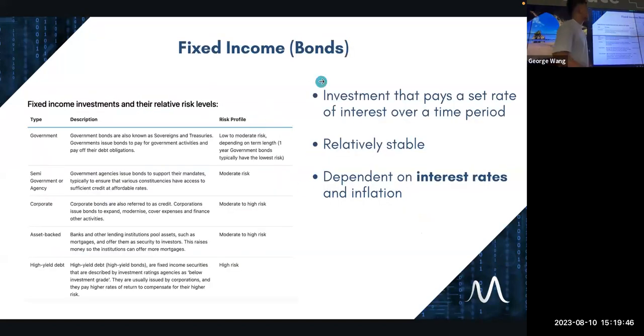All right, amazing. Now we're going to talk about fixed income. These are often known as bonds. A very popular one is government bonds, but I have a list of things here if you want to have a read. They're called fixed income because they're relatively stable. They're very low risk relative to stocks or commodities like gold. And what they do is they pay you a set rate of interest over a time period.